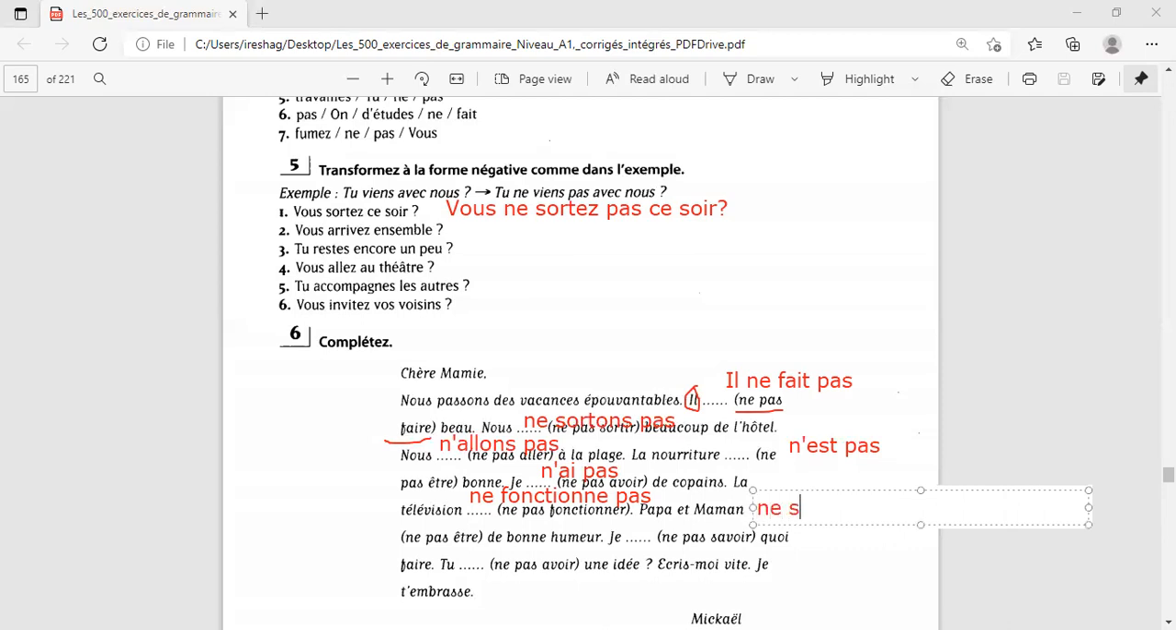Papa et maman ne sont pas en bonne humeur. Papa and maman are not in a good mood, a good temper. It's like they are in a bad mood. Je ne sais pas. I don't know. Je ne sais pas quoi faire. I don't know what to do.